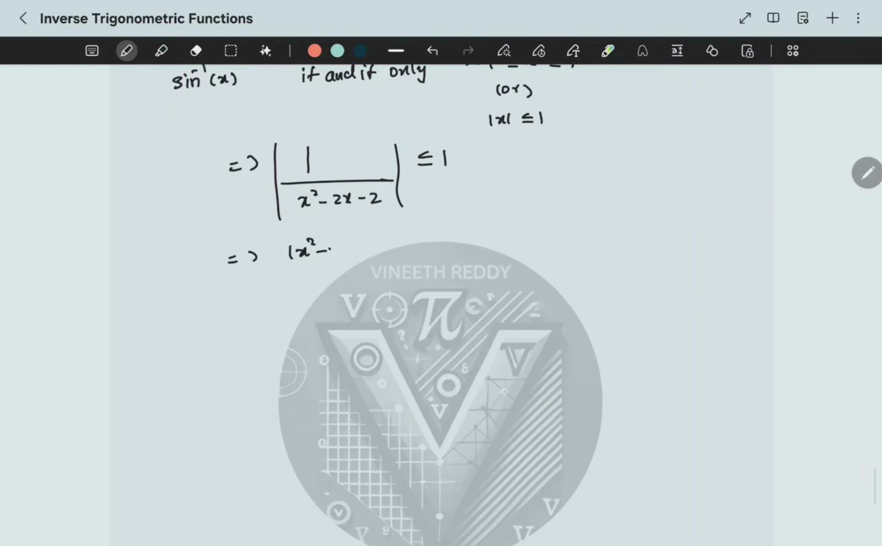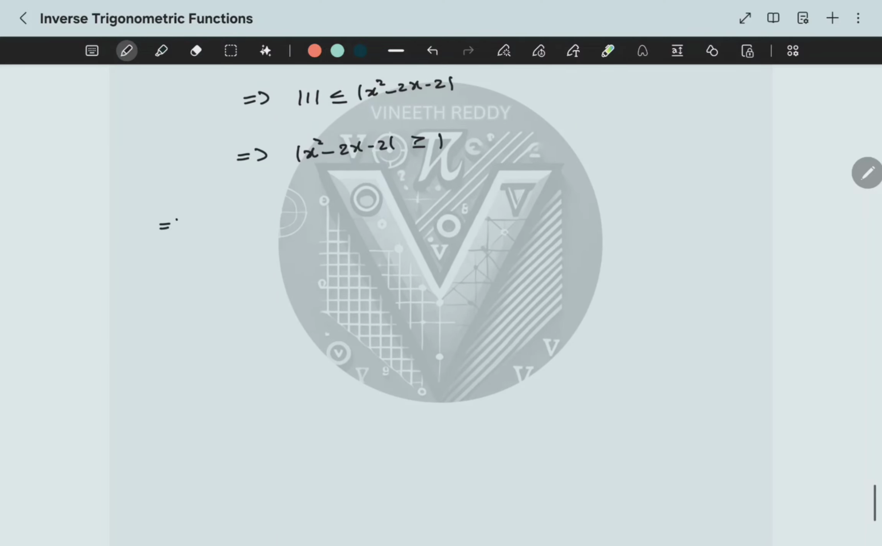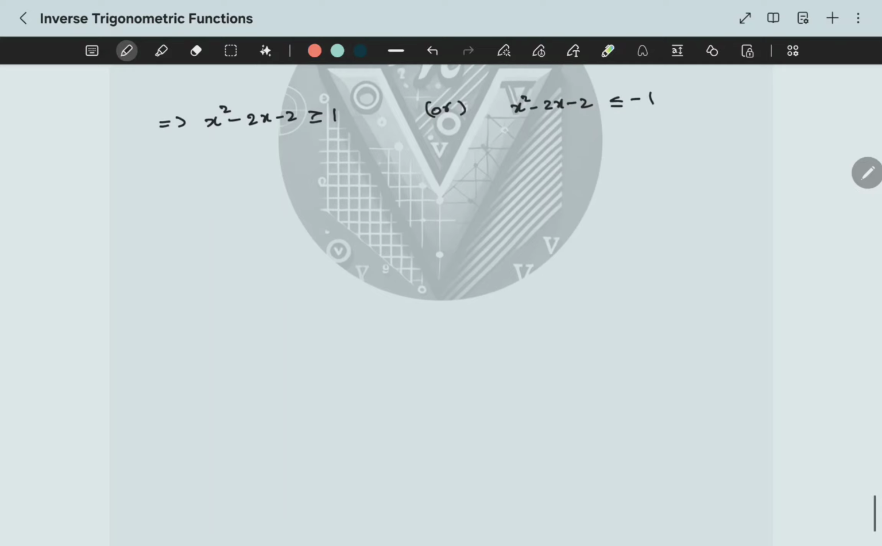That means, can I say mod x square minus 2x minus 2? Since the value on the left hand side is completely positive, we can cross multiply. Mod 1 is less than or equals to mod of x square minus 2x minus 2. Which also means mod of x square minus 2x minus 2 is greater than or equal to mod 1, which is anyways 1. Now this means x square minus 2x minus 2 is greater than or equals to 1, or it should be or, okay. X square minus 2x minus 2 is less than or equals to minus 1, right? So let us go case by case. Now this means x square minus 2x minus 3 is greater than or equal to 0, dear students.